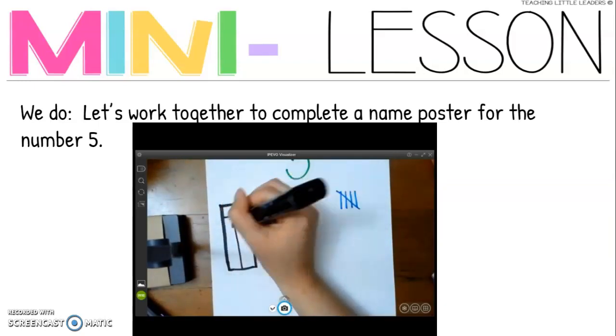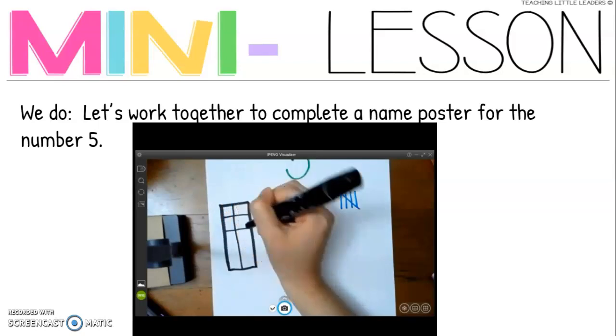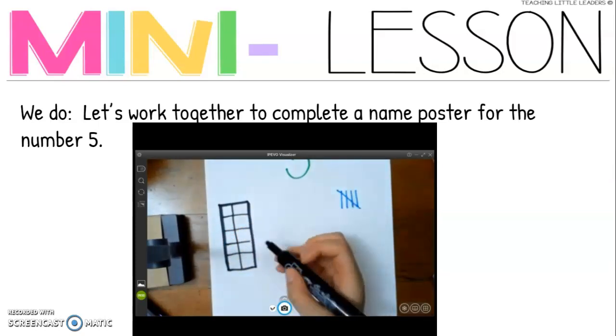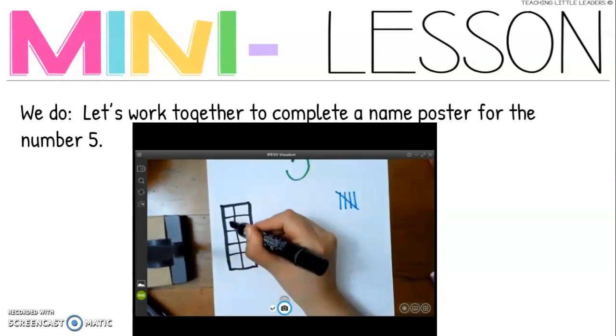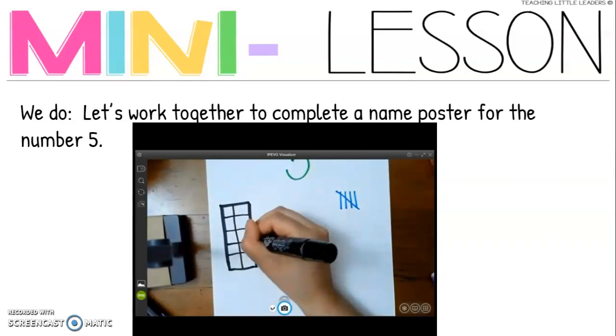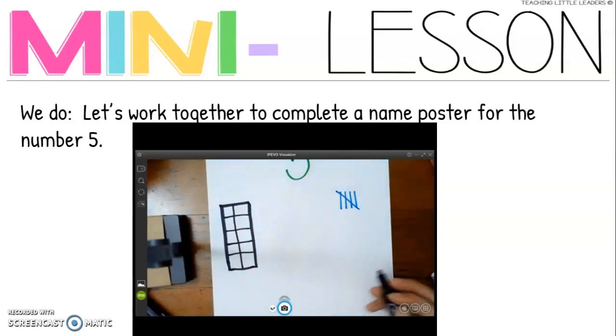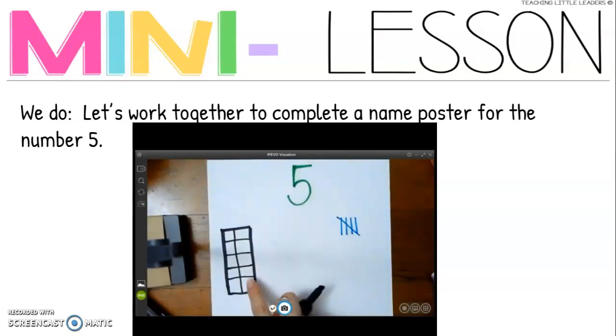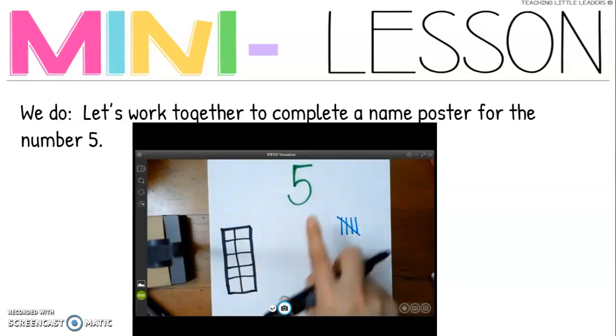1, 2, 3, 4, and we're done. 1, 2, 3, 4, 5, 6, 7, 8, 9, 10. There's 10 boxes because this is a 10 frame, boys and girls. But how many counters are we going to put in our 10 frame? You guys are so smart. We're going to make 5 counters in our 10 frame.